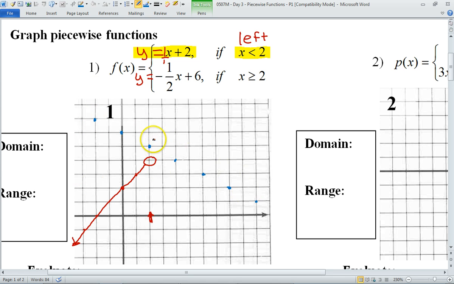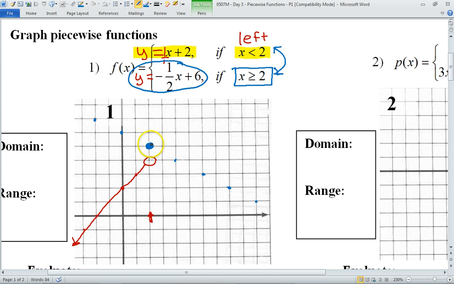Okay? So these blue dots show me where the second piece of my function is. Now again, I'm only going to draw part of this line. I'm going to draw the part where the x values are greater than or equal to 2. Notice in this case that's the same number that I was dealing with before, an x value of 2. So it should be easy to see that this dot that I just made really dark, that's the point on this line that has an x value of 2. So I'm going to start with there.